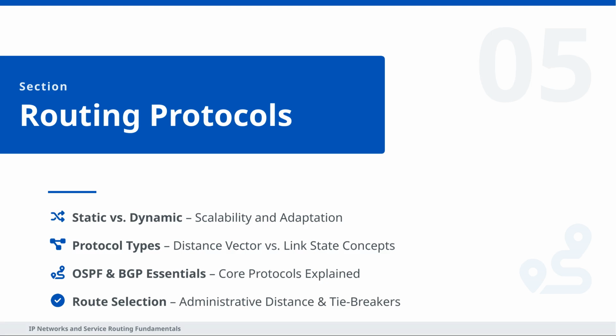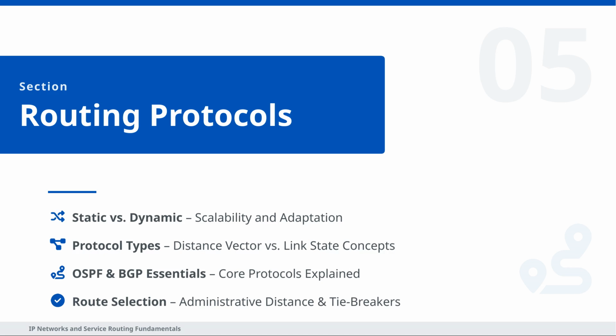In small networks, routes can sometimes be entered manually. But as networks grow, manual configuration becomes difficult to maintain, especially when links change, devices fail, or topology expands. Routing protocols automate the exchange of reachability information so routers can learn paths dynamically.